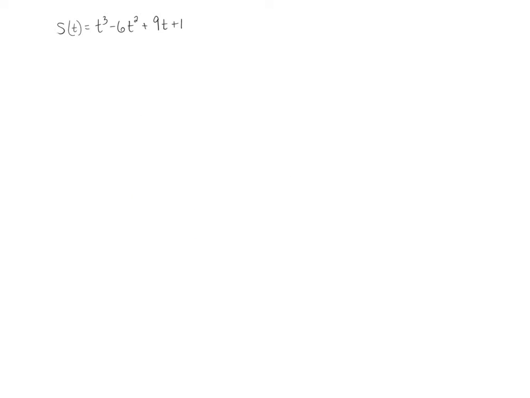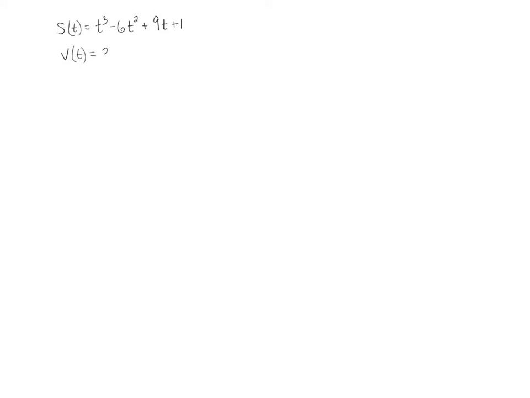So I've written our position function here, and obviously you can see it's a cubic. The first thing we want to do is get the velocity function and the acceleration function, and then we're going to look for the zeros or the critical numbers of both of those. Here, the only critical numbers will be zeros because it's a polynomial, so there won't be places where it's undefined.